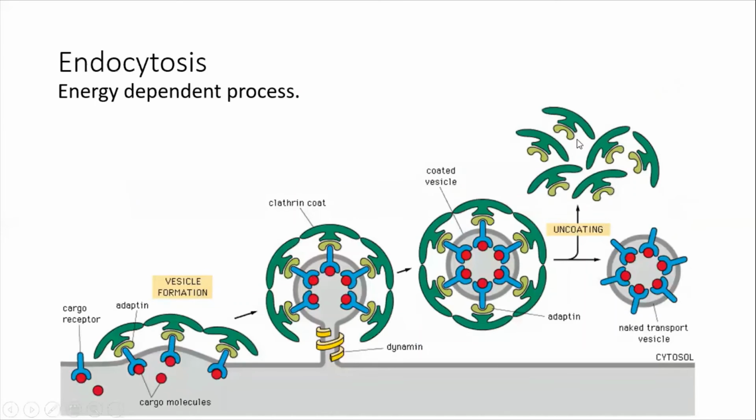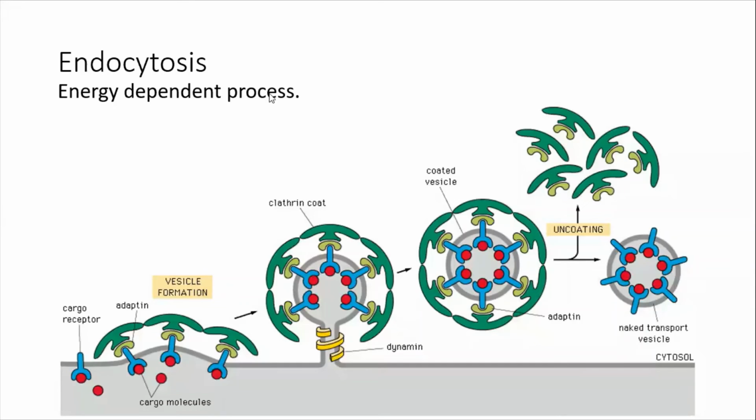Now coming to endocytosis. This endocytosis is an energy dependent process and a lot of ATP is required. Here what we need to remember is, this is really important guys, as compared to exocytosis, endocytosis is more important because you need to remember all these proteins. Now this is the inside of the cell, and this is outside.